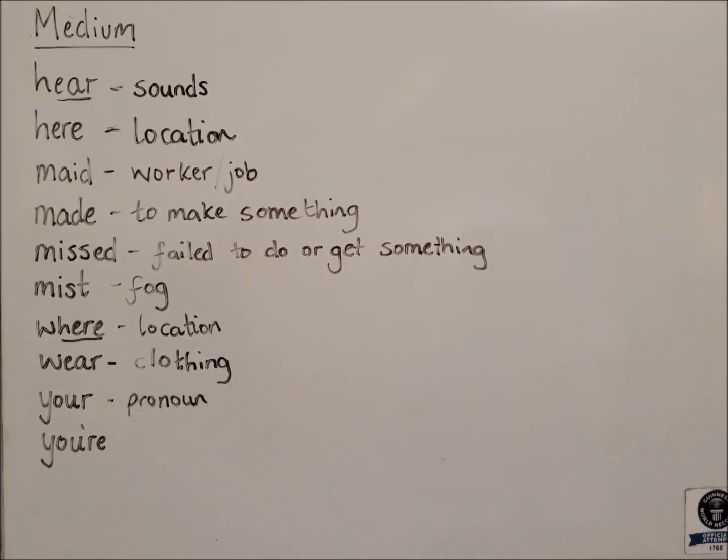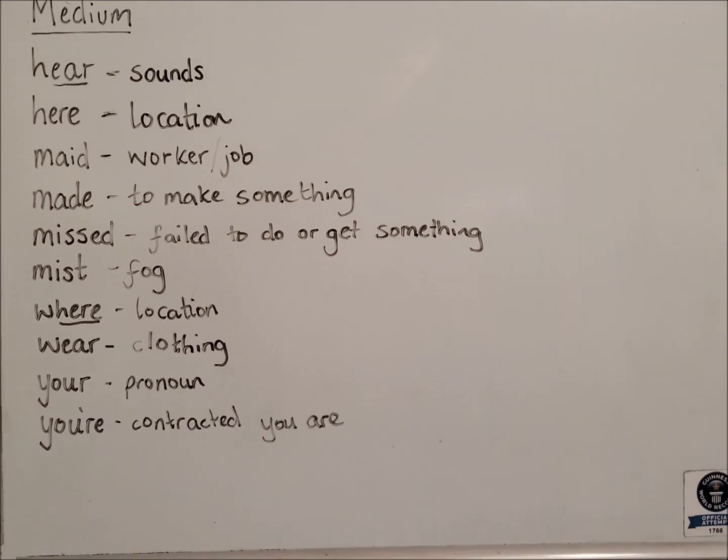And then your and you're we've already gone over. So the first your is the pronoun, things that belong to you, and the second you're is the contracted form of you are.